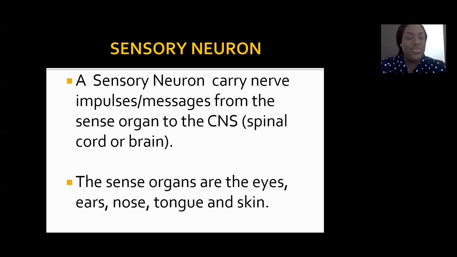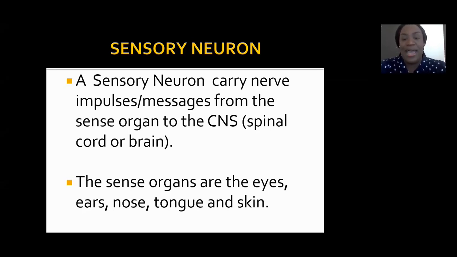The sensory neuron. The sensory neuron is a neuron that carries nerve impulses, or what we like to call messages, from the sense organ to the central nervous system, which is comprised of the brain and the spinal cord. So sense organs would be organs like your eyes, your ears, your nose, your tongue, your skin. These organs are going to be responsible for detecting stimuli around you in your environment.